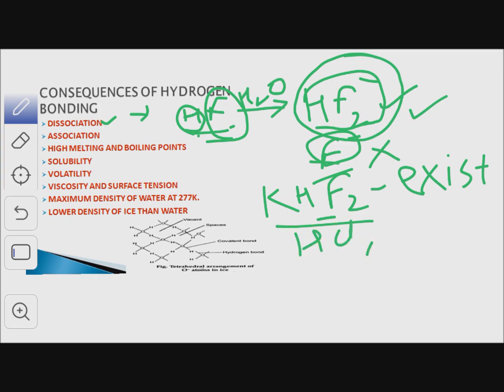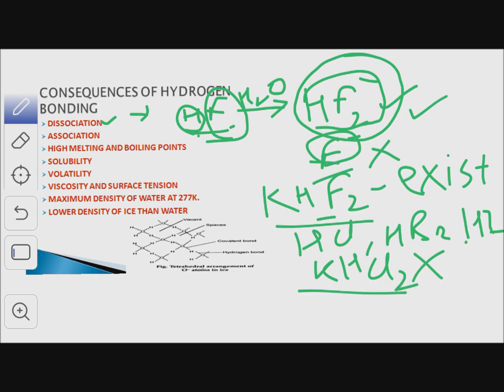HCl, HBr and HI, they do not form hydrogen bonds, and hence the molecules like KHCl2, they do not exist, because in these the chlorine, bromine and iodine have low electronegativity and do not form hydrogen bonds, and that's why the molecules like KHCl2, KHBr2, KHI2 do not exist.